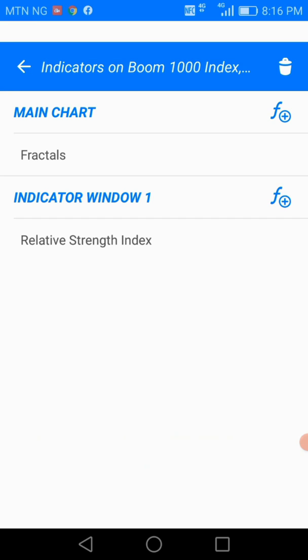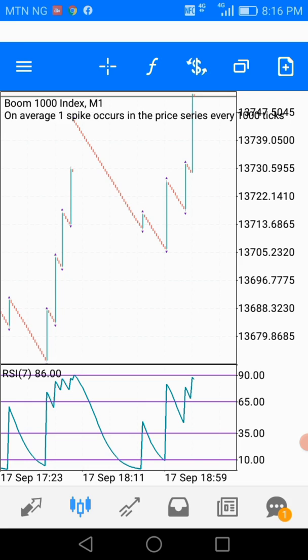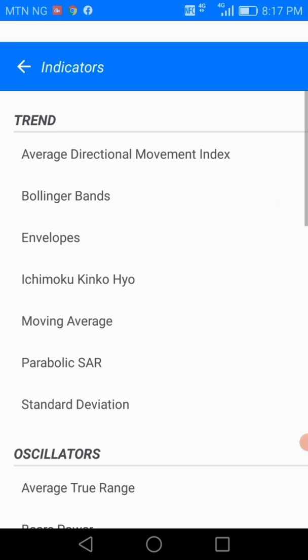Just as you know, I don't trade without having fractals on my chart because it helps me to pick the swings of the market and to know where prices have been rejected, and then that informs my decision. So for the fractal, the style is just 2 pixels. You click done, and that's for the main chart. Then on indicators, we have one indicator window, indicator window 1. Please stick to this setting.